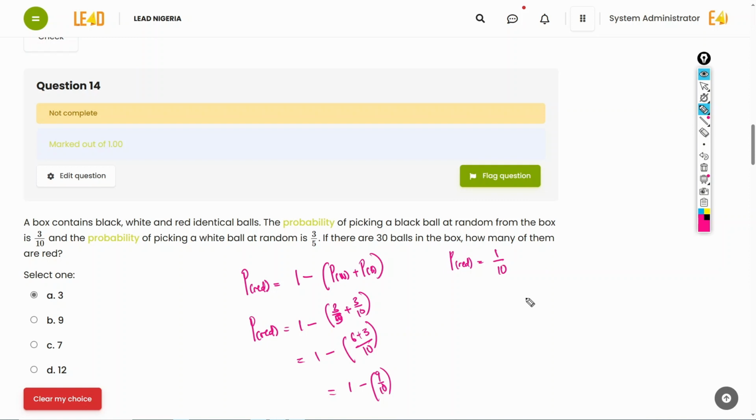Okay, so here we go. 1 out of 10, that probability would be equal to x. Now, x represents the amount of red balls, right? Red out of 30. So if I cross multiply this, I would have 10x is equal to 30 and x is equal to 3. So either method is fine.